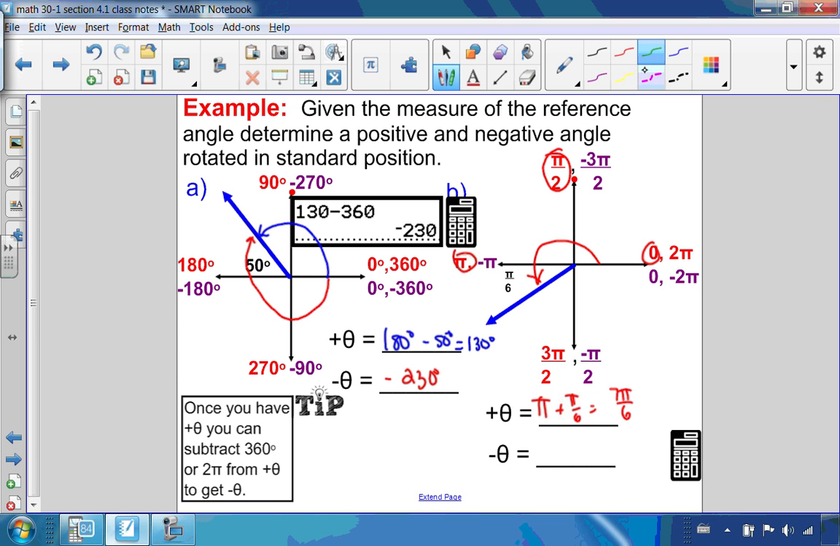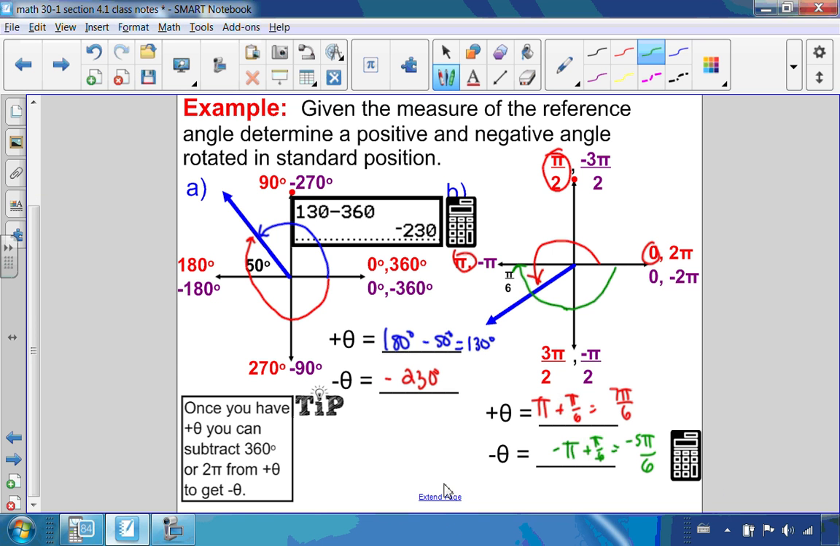Okay, let's count our negative angle. We're going 0, negative pi over 2, and I'm going to actually go all the way to the negative pi, because I always want to go to my x-axis. So I've gone to the negative pi, and then I have to back it up pi over 6. So I can say negative pi plus pi over 6. So that would be the same as negative 5 pi over 6. So negative pi plus pi over 6.